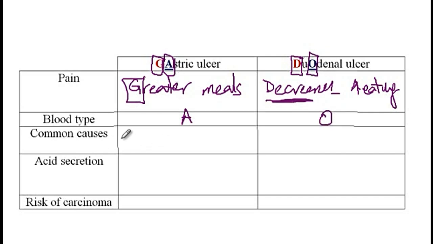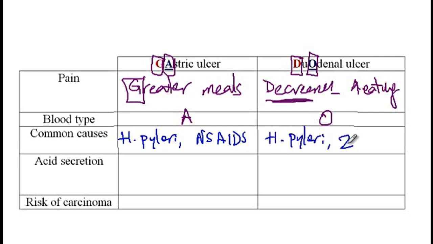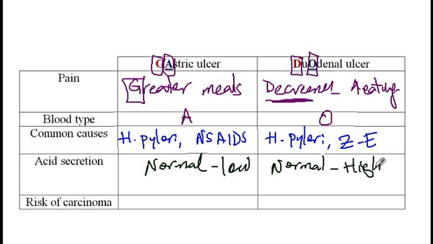Common causes of gastric ulcer include Helicobacter pylori infection, as well as NSAIDs, which will inhibit the production of prostaglandin, which is required for the maintenance of the gastric mucosa. And then with the duodenal ulcer, Helicobacter pylori, as well as Zollinger-Ellison syndrome are common causes. And then acid secretion in gastric ulcers is usually normal to low, while with the duodenal ulcer, it's normal to high. As a consequence of which, there is usually hypertrophy of the Brunner's glands.